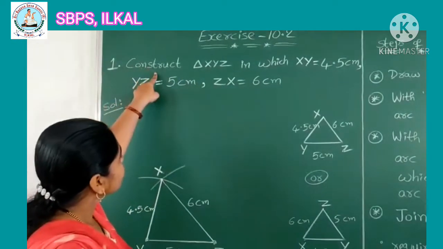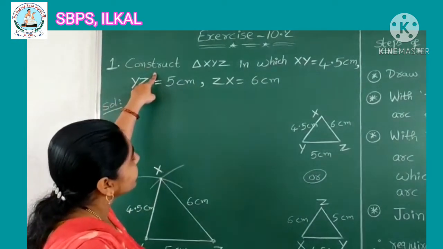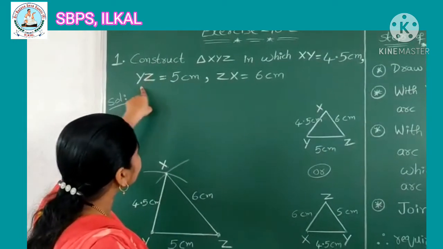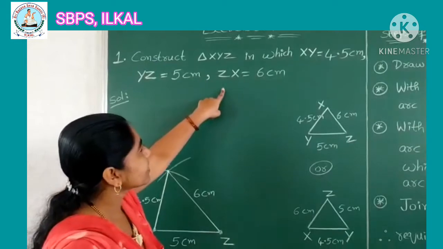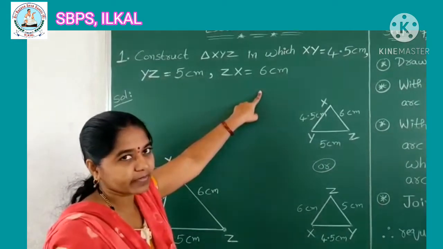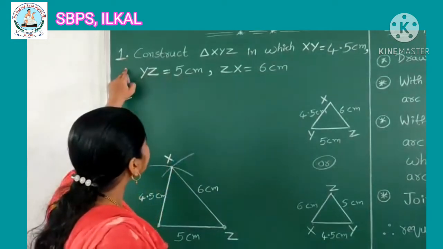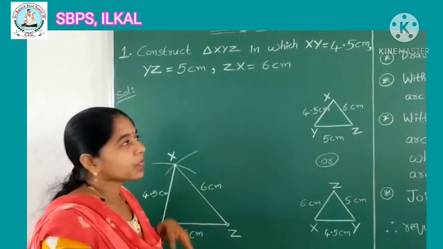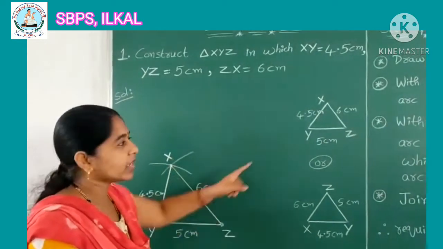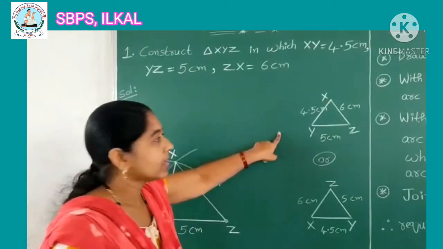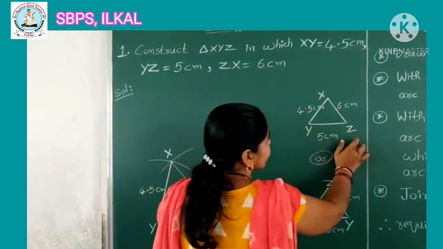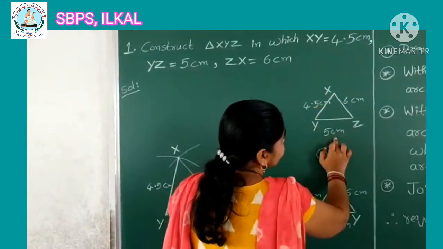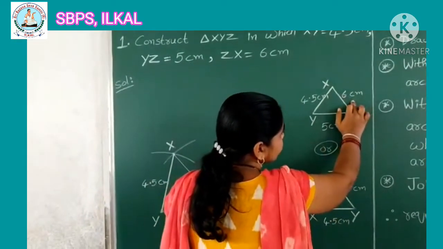First one, construct a triangle XYZ in which XY is equal to 4.5 cm, YZ is equal to 5 cm and ZX is equal to 6 cm, they gave. Okay. Whenever they ask us to construct, children, we have to construct accurately. Before constructing, we have to draw a rough diagram. Here XY is 4.5 cm, YZ is 5 cm, ZX is 6 cm.